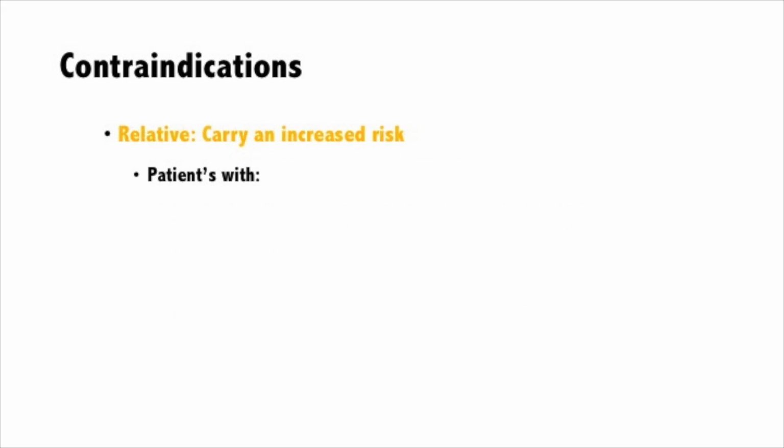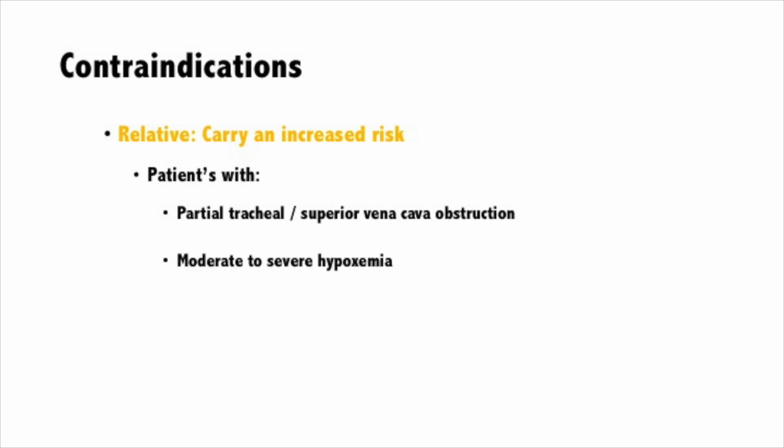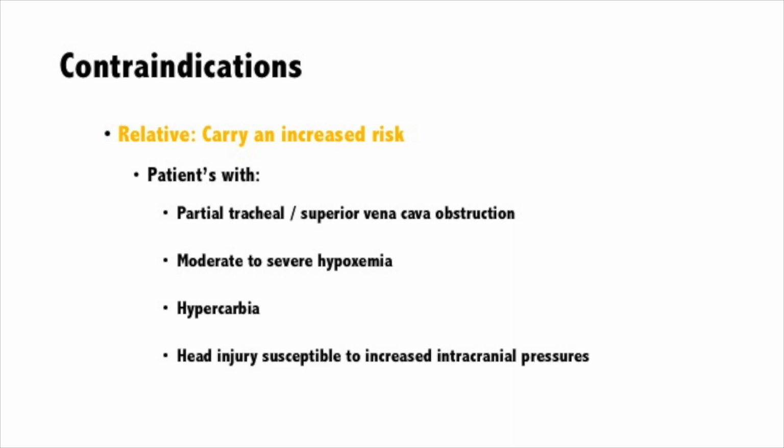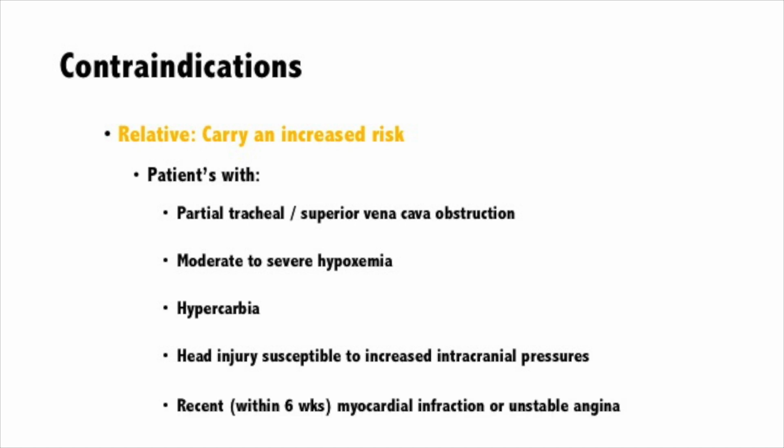Relative contraindications for this procedure, according to the American Thoracic Society guidelines, are patients with partial tracheal or superior vena cava obstructions, moderate to severe hypoxemia, hypercarbia of any degree, patients with head injuries who are susceptible to increased intracranial pressure, and recent myocardial infarct or unstable angina within the last 6 weeks. This is just a few of the relative contraindications. A complete list can be found on the AARC website under the Expert Panel Reference-Based Guidelines for Bronchoscopy Assisting.